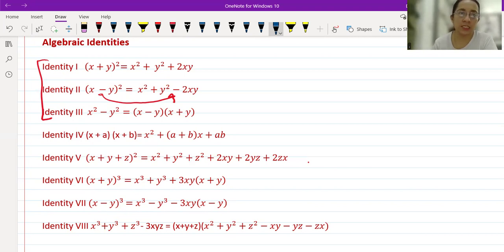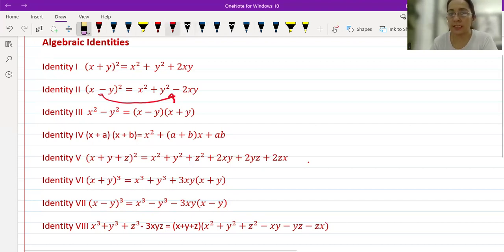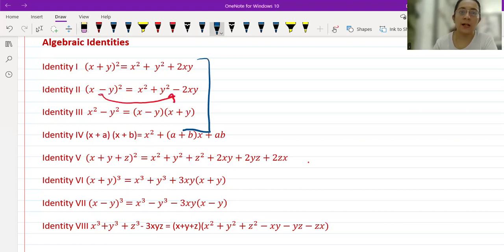The third identity is x square minus y square. This is also a very usable identity. You will see a number of questions in the exercise related to this identity, x square minus y square, which opens up and gives us (x minus y) into (x plus y). So these are the 3 basic identities.